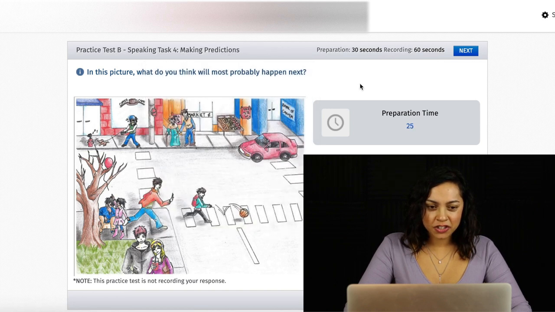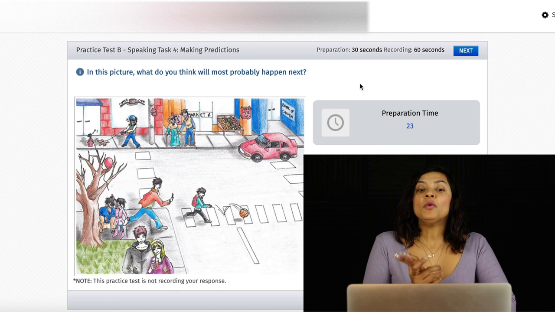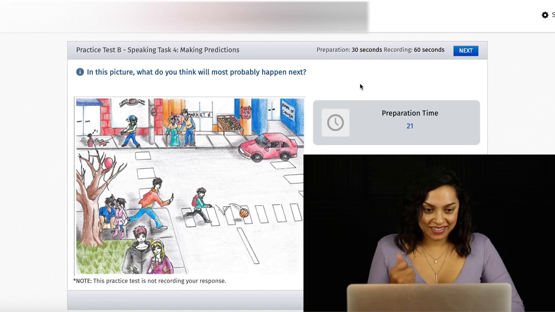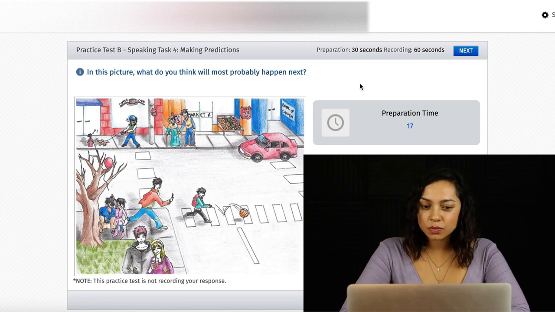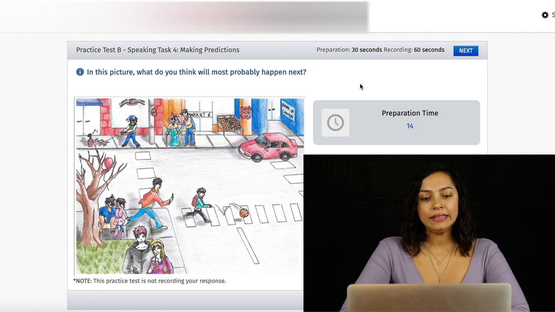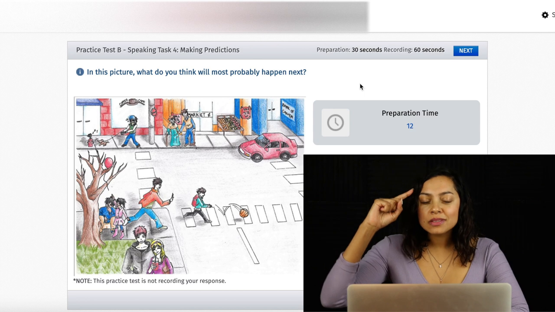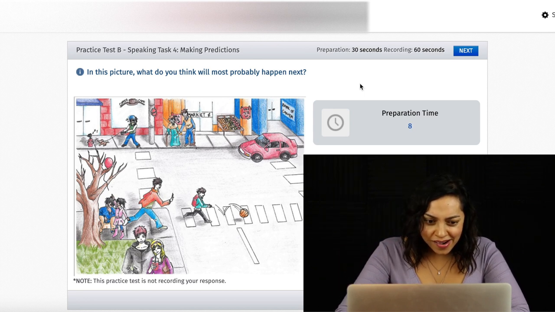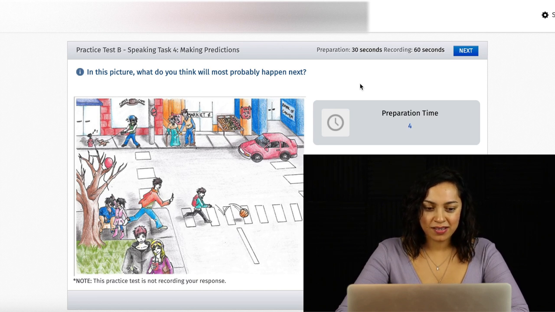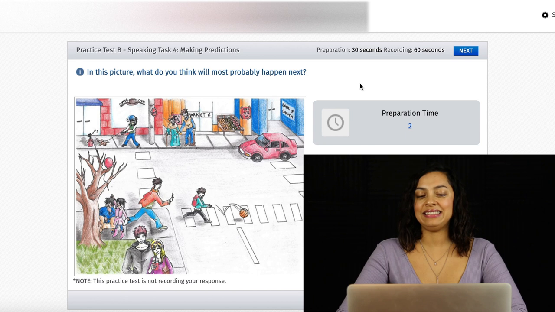Predictions. In this picture, what do you think will most probably happen next? All right, so I already described the scene, so I'm going to focus more on the actions now. Time to use some of my imagination, I guess. A little nervous, but that's okay.